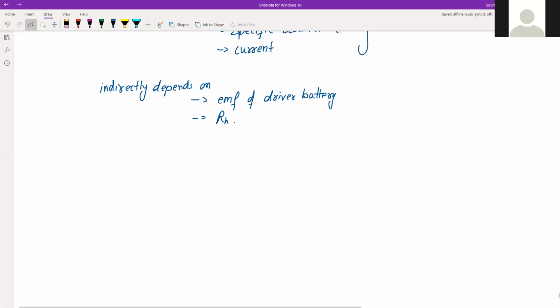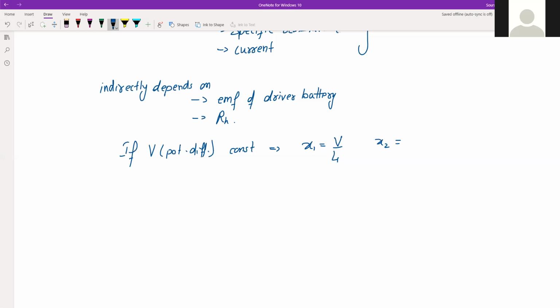Now, when the potential difference V is constant between any 2 points, then the potential gradient along one section, which has length L1, will be x1 equals V divided by L1, and x2 will be V divided by L2. Then x1 by x2 will be equal to L2 by L1. That is an important point again.